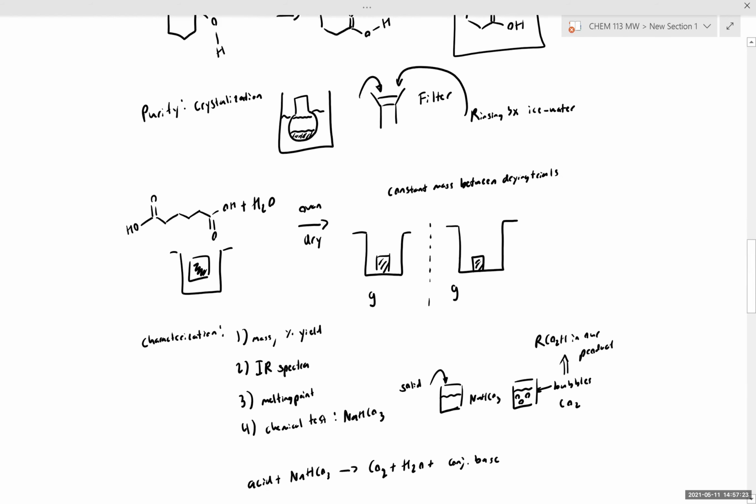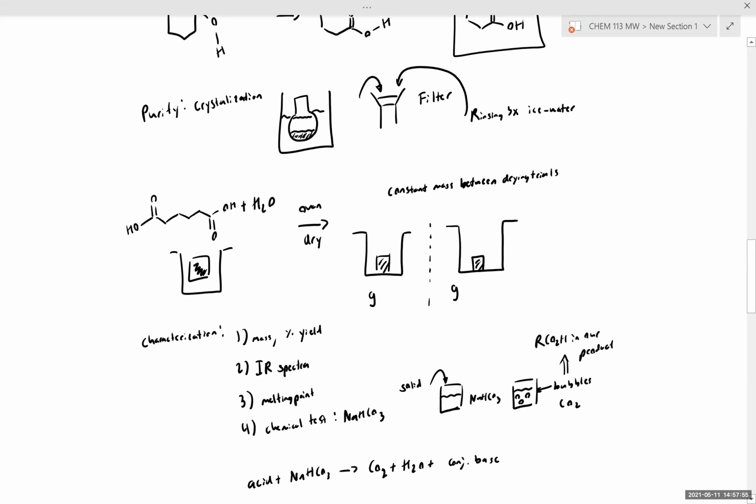Now, because the next step entails using thionyl chloride, we need to dry the adipic acid in the oven. I've seen in the lab students forget to dry their adipic acid. They add the thionyl chloride and the thionyl chloride just goes crazy, making a ton of sulfur dioxide gas. And they wonder why their reaction is taking so long. So we're going to oven dry our adipic acid to constant mass.